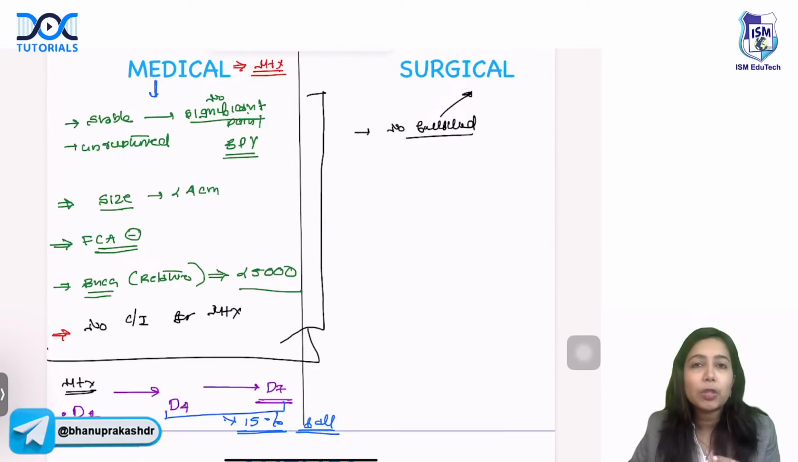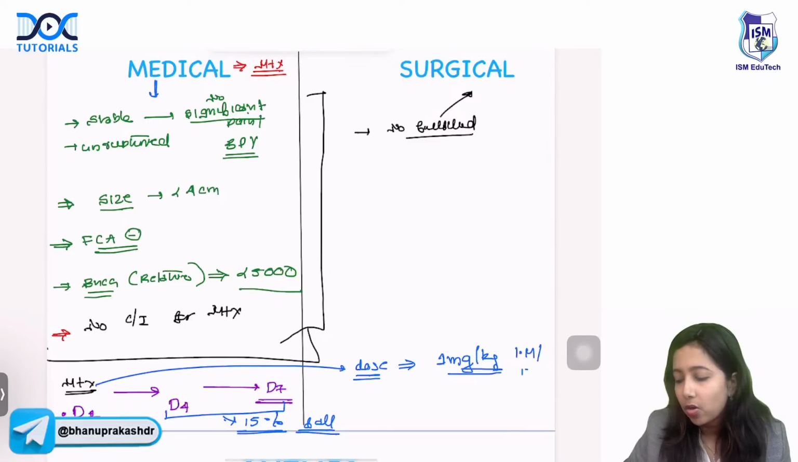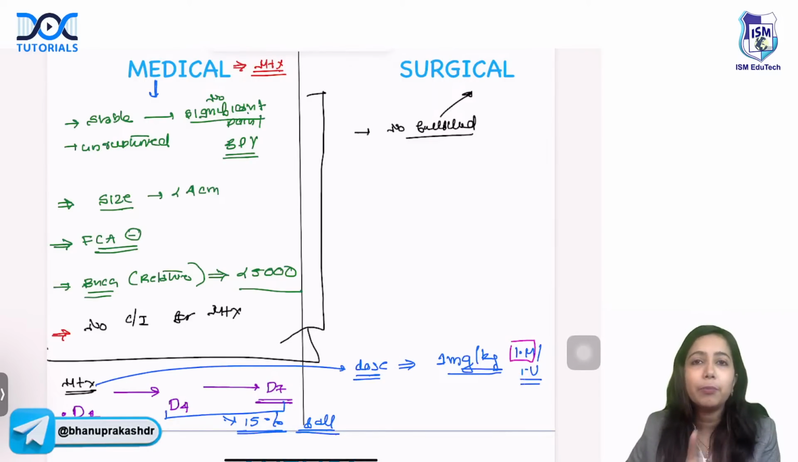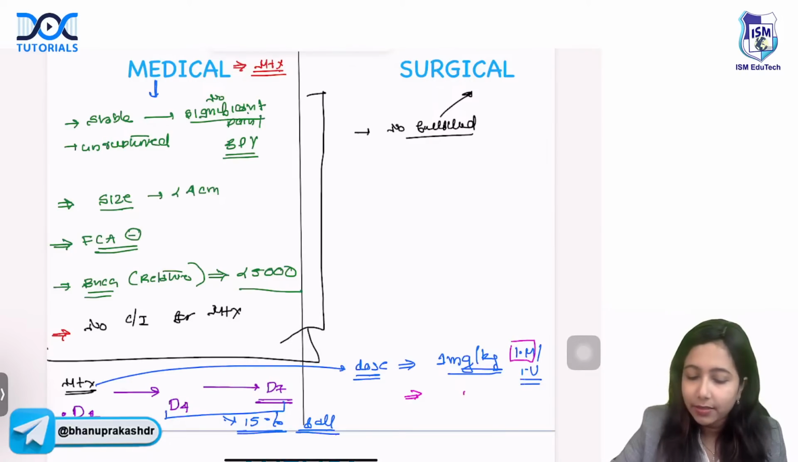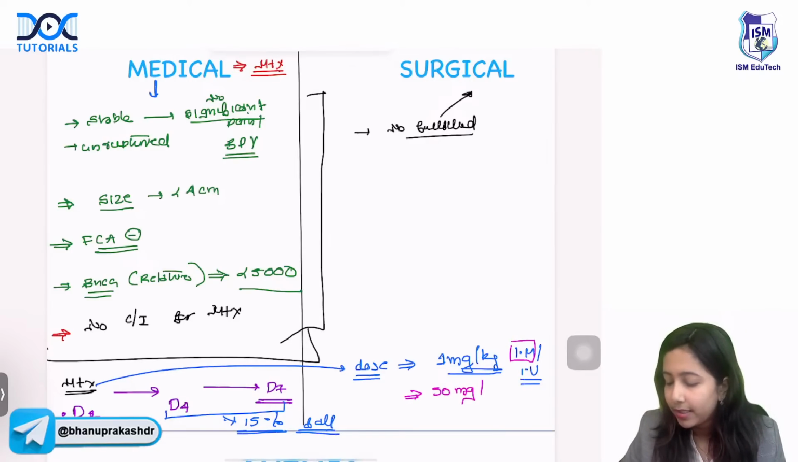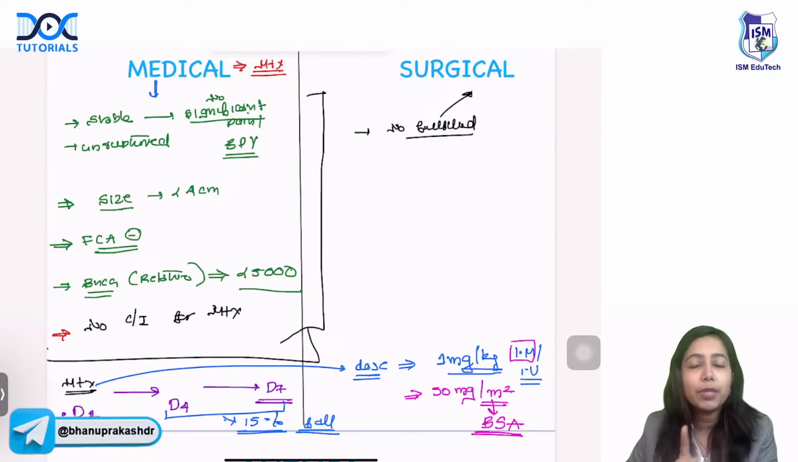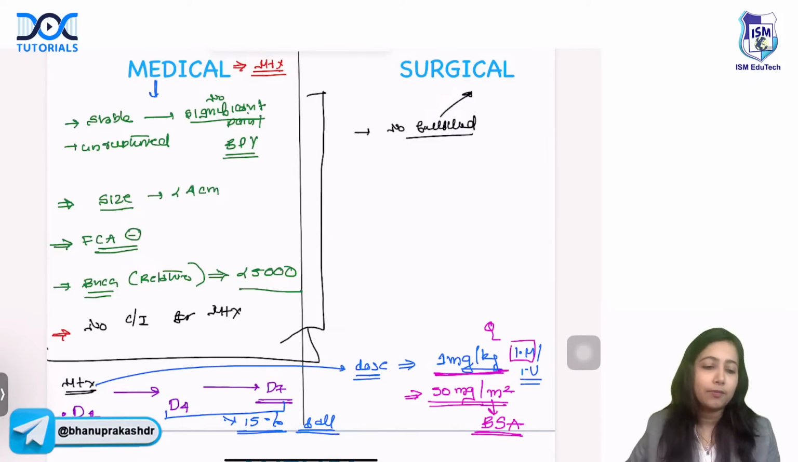And what is the dose of methotrexate that you give? It is 1 milligram per kg. It can be given intramuscular or intravenous, and the preferred route is intramuscular. 1 milligram per kg or 50 milligram per meter square. This meter square is the body surface area. So what is the dose? 1 milligram per kg or 50 milligram per meter square. Again, this has been a previous question.